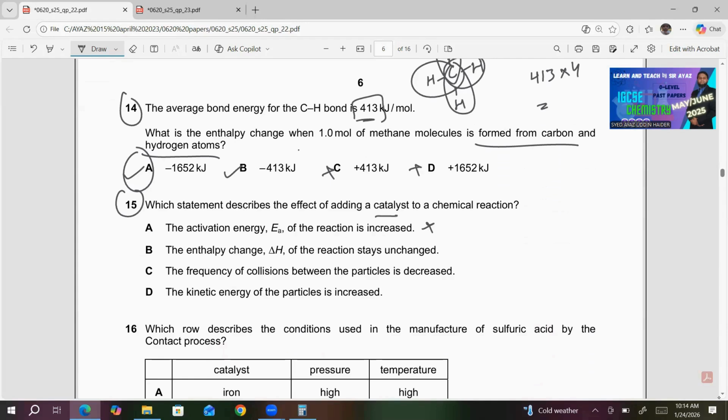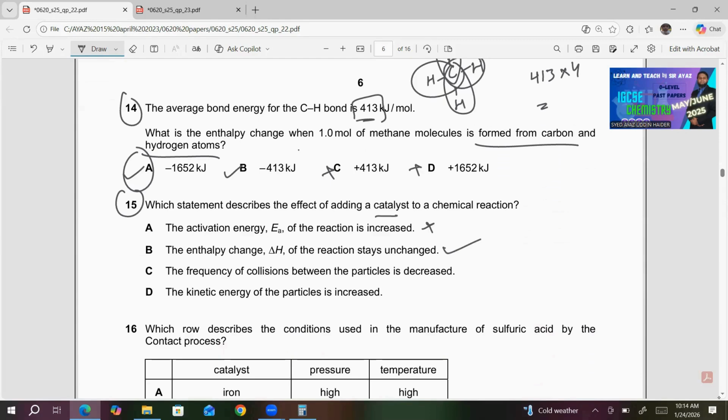Catalyst decreases the activation energy of the reaction, so this is decreased. This is incorrect. B, the enthalpy change delta H of the reaction stays unchanged. This looks correct to me. For convenience, I'm checking the other statements also.